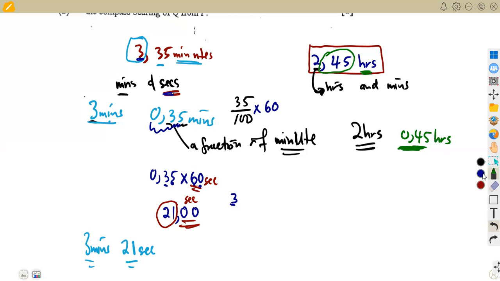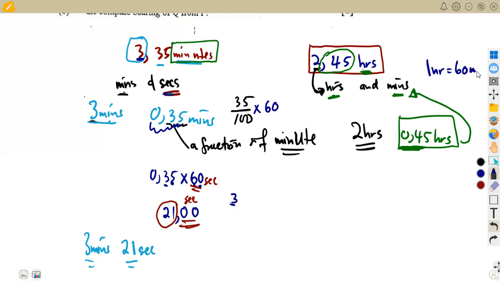So how many minutes do we have in this fraction of an hour? This is the one now that you're converting to minutes. So please take note, if you are given minutes, you shall express in minutes and seconds. If you are given hours, your answer shall be hours and what? And minutes. So we are back again. How do you convert hours to minutes? In an hour, we've got what? 60 minutes. So we are going to simply multiply by 60. 0.45 times 60.